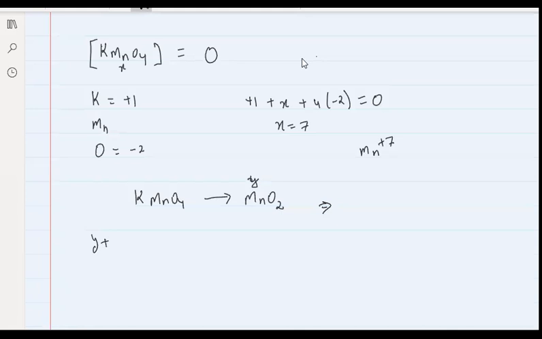Y plus oxygen is 2. So 2 into minus 2 is equal to 0. So y is equal to 4. So this is Mn plus 4.